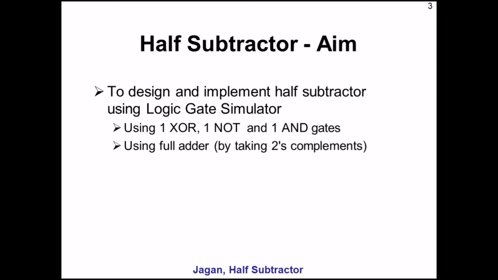The clue is by taking the 2's complement. You take the 1's complement and add 1 to the least significant bit. So, you are basically converting the whole subtraction process into the addition process. So, task 2 is using full adder.